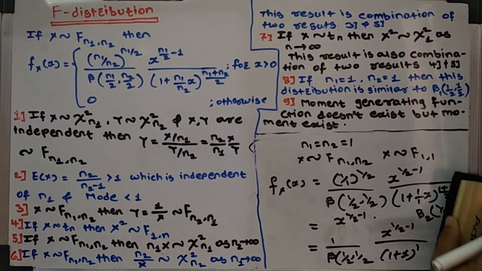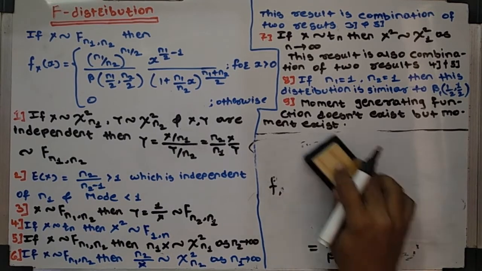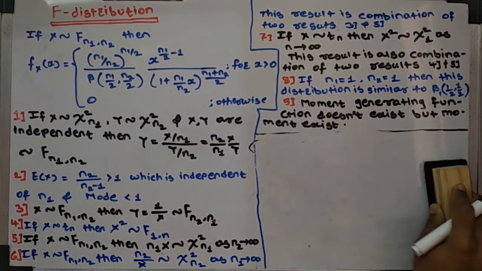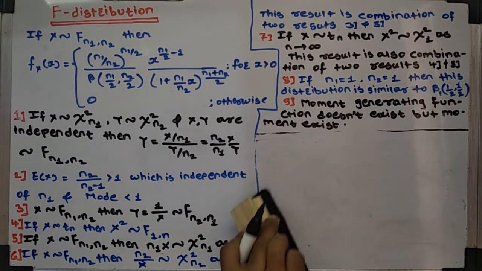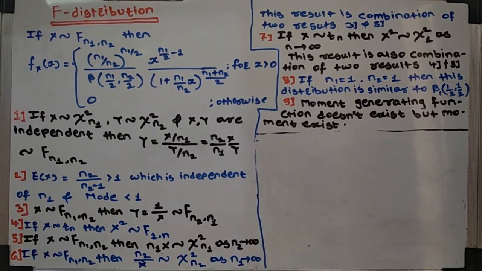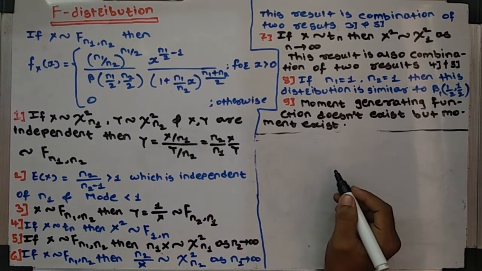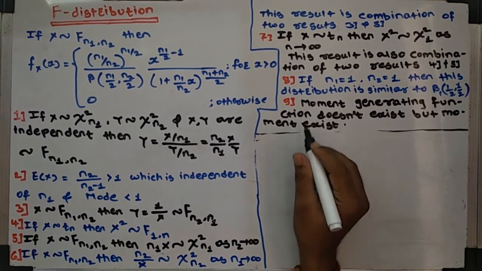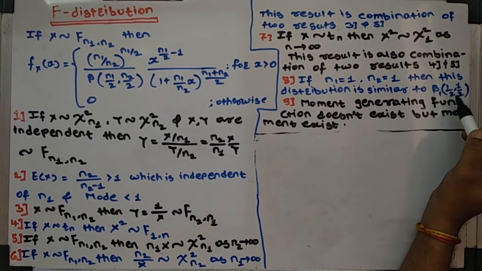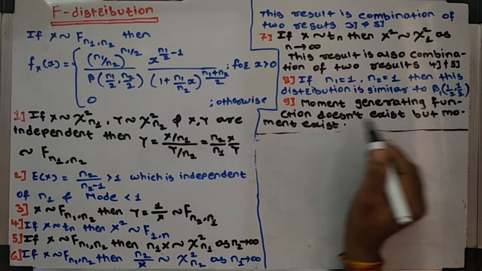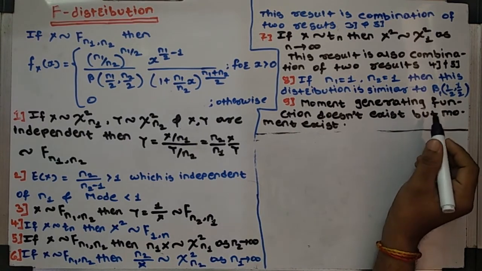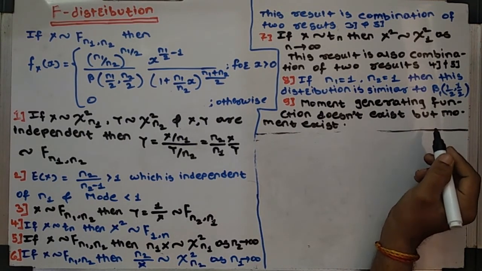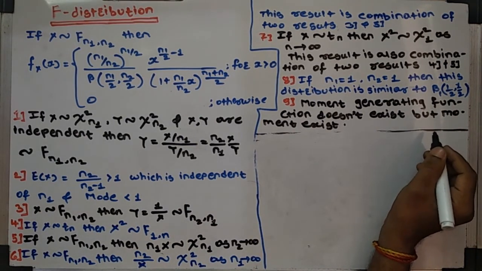That's why for n1 equal to 1 and n2 equal to 1, that is both degrees of freedom of the F distribution are similar and equal to 1, this distribution is similar to the beta distribution of second kind with parameters 1 by 2, 1 by 2. The ninth result is, the moment generating function of the F distribution does not exist, but its moments exist.